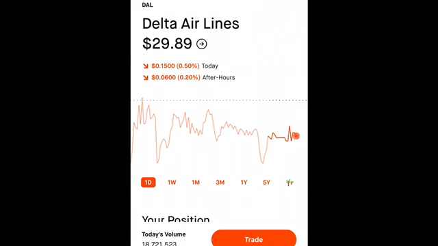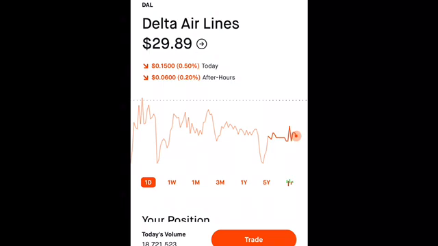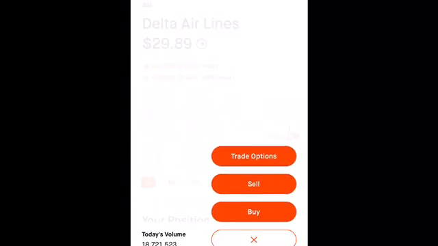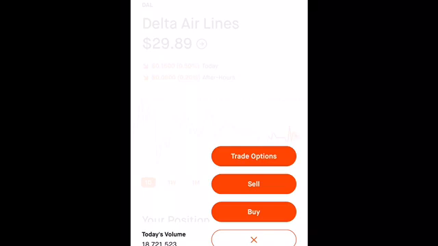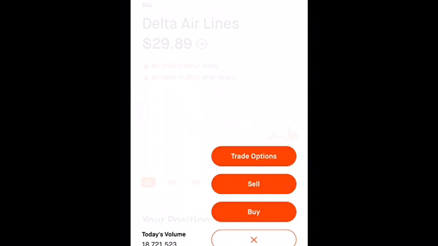And so we're going to go to the Robinhood app and we're going to be using Delta Airlines as an example. If you click the trade button here at the bottom, there should be a little drop-down menu that pops up: buy, sell, and trade options. If you do not see trade options, most likely you do not have options trading enabled on your Robinhood app. It's super easy and it's free. You just go to your settings and enable it super quickly, and then you'll be all squared away.